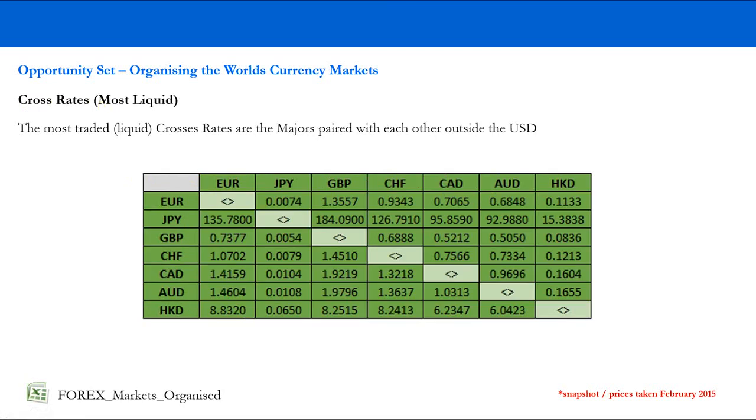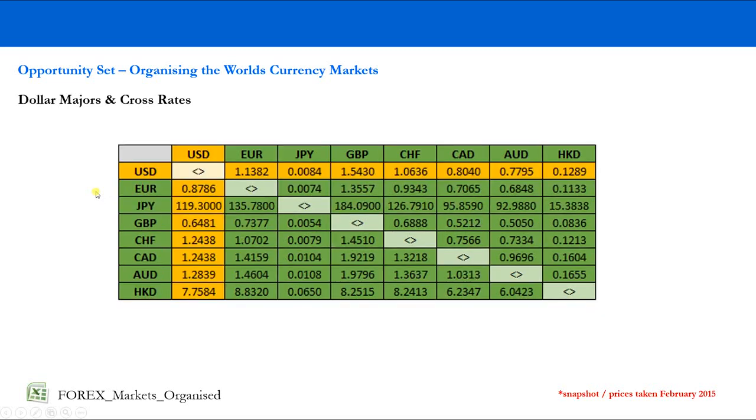Cross rates, specifically, are defined as the rates that are not quoted against the US dollar. Cross rates are quoted as the majors against each other. So, for example, we have here the Canadian dollar quoted against the rest of the major currencies. So the Canadian dollar here buys 95.859 Japanese yen. And when you combine the whole lot, this is the table that you're going to see all the time in general media outlets, the dollar majors and the cross rates.